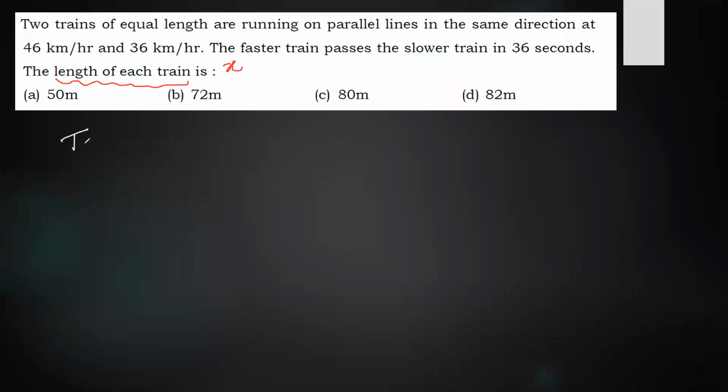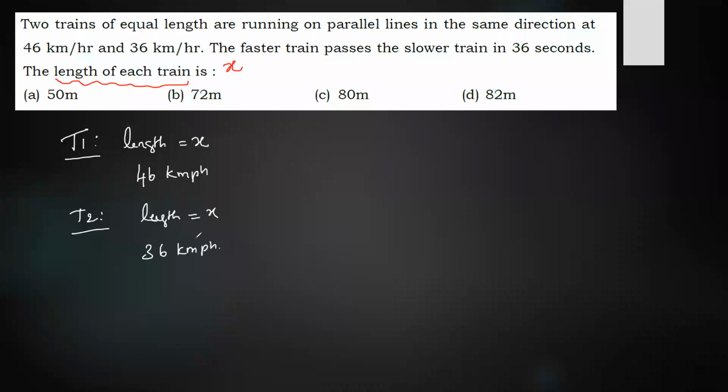Now we have two trains, two trains of equal length. Again, the question is to find the length of each train. So let's take each train's length as x. Equal length, right? So train 1 has length x and speed 46 kilometer per hour. Train 2 has length again x, the same length, and speed is 36 kilometer per hour.